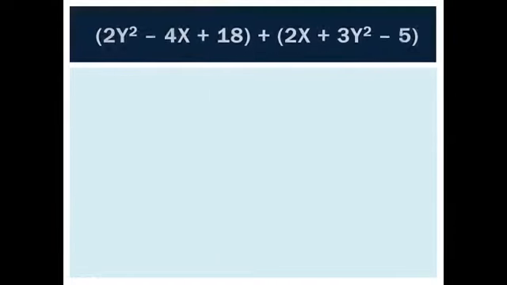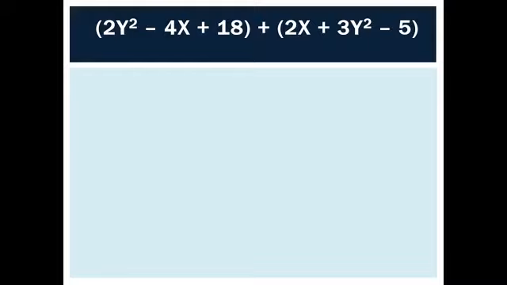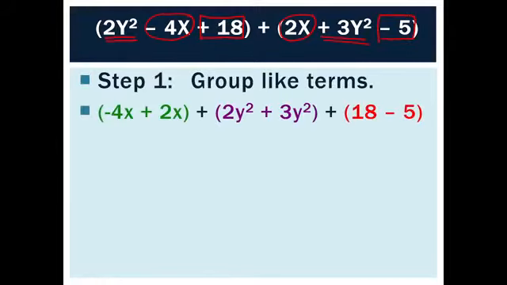Okay? That will be your final answer. Now, let's have another one. What about this one? Where is the partner of negative 2y squared? 3, okay. Where is the like term of negative 4x? 2x. It's positive, take note. Where is the like term of positive 18? Negative 5. Okay. So, let's now combine like terms. We start with x first, because the arrangement is alphabetical.